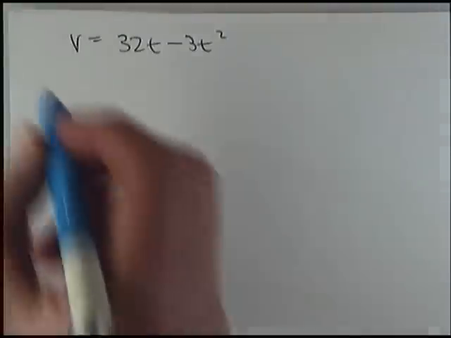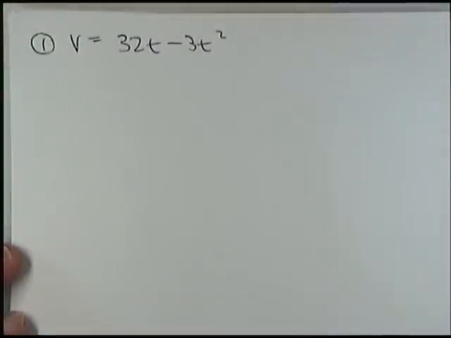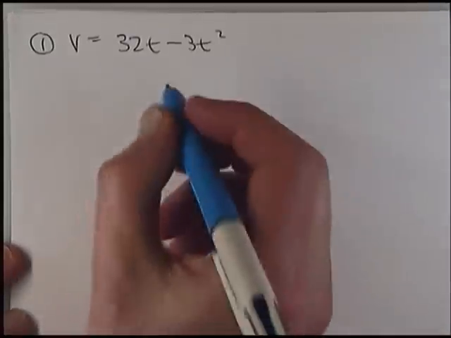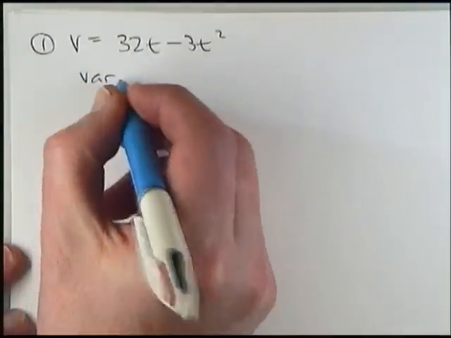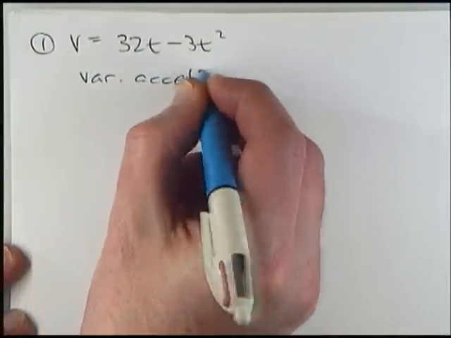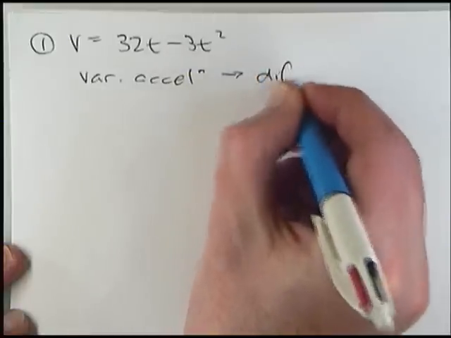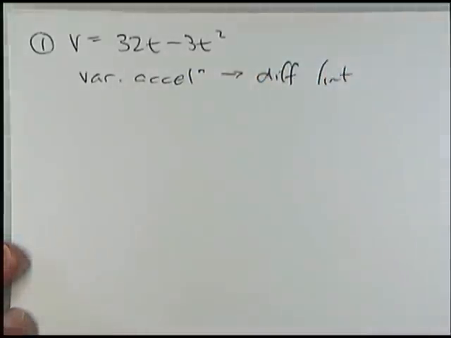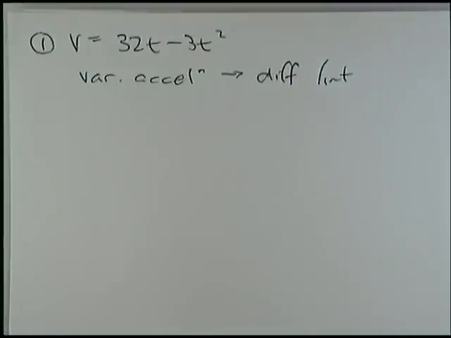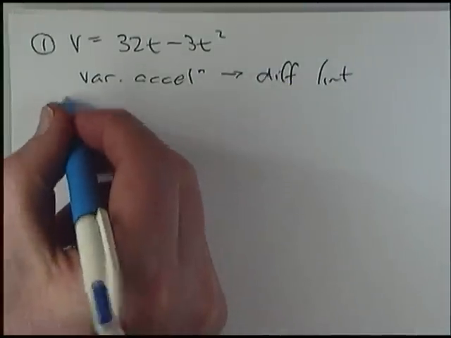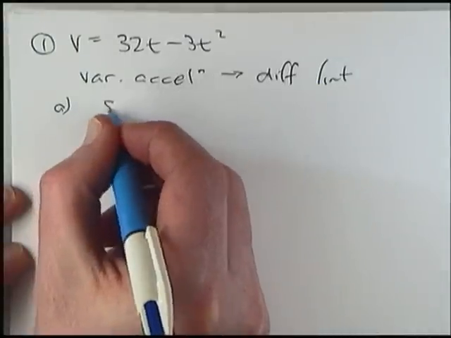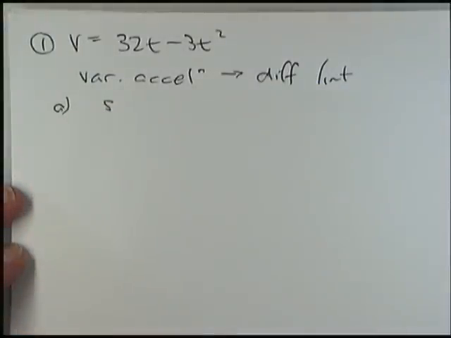Okay, in question 1, we're told the velocity is 32t minus 3t squared, where t is time. An equation like this is one where you have variable acceleration, and that means you use calculus, meaning differentiation and integration in this question, not the SUVAT equations. So in part A, you've got to find the distance AB. That's the distance that is done in the first 5 seconds.